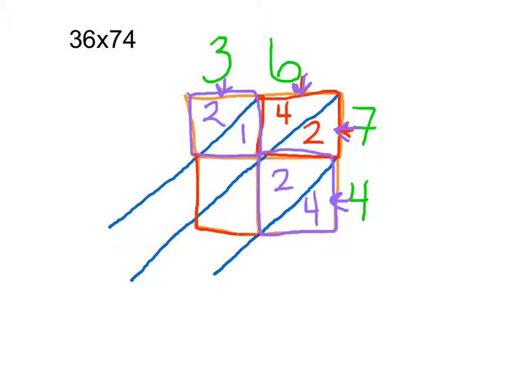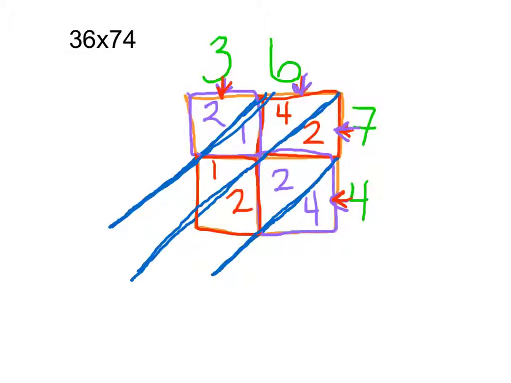And your last box is right here, which is going to be 3 times 4. And I know 3 times 4 is going to equal 12. Now I'm going to add up my diagonals. You might want to make your diagonals really clear so you know which numbers you are adding up.